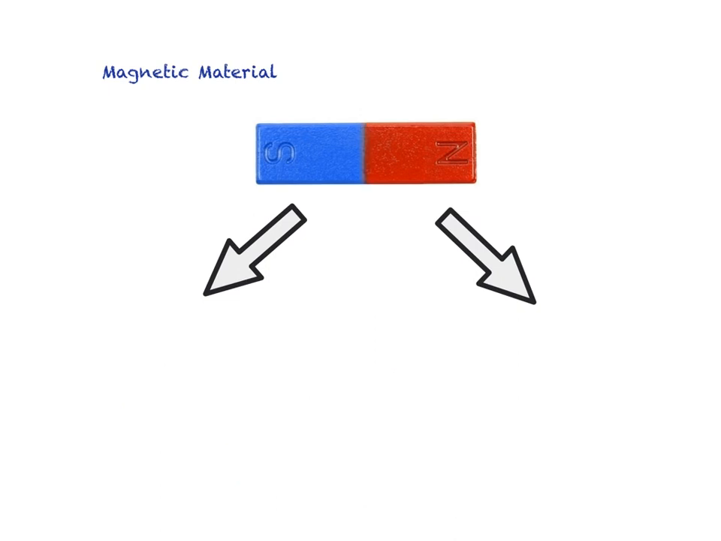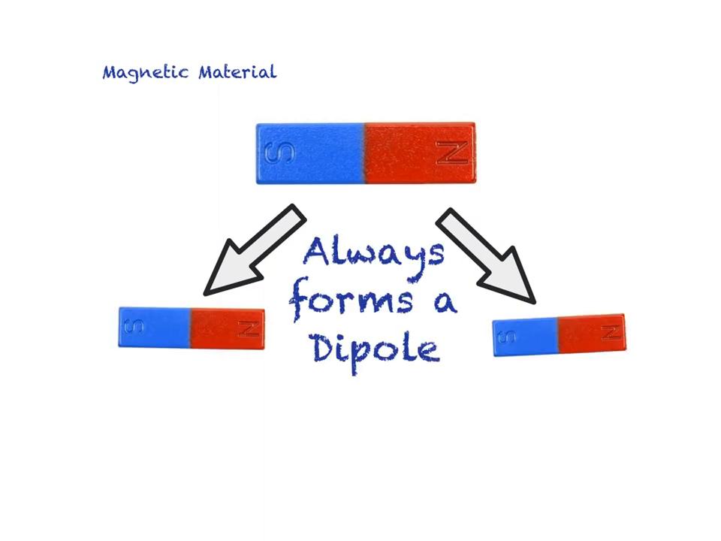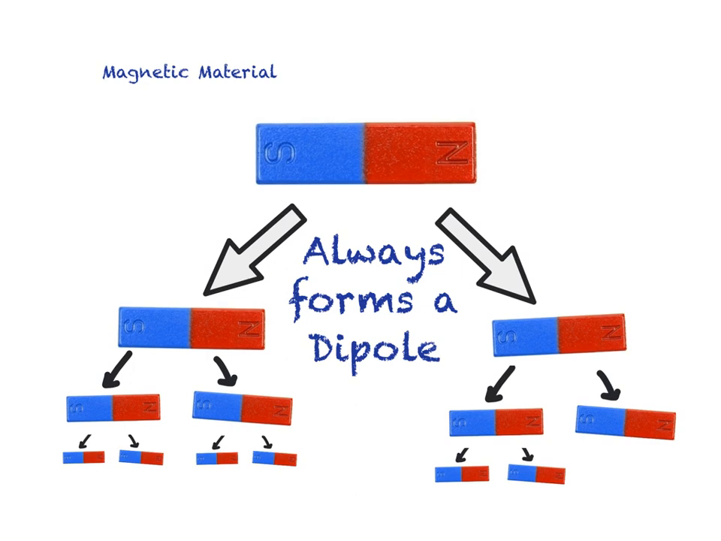It turns out that no matter how many times you cut a bar magnet in half, it will always form a dipole. In other words, one end of the new piece will always be north and the other end will always be south. This will happen all the way down to the electrons that make up this material. The kind of magnetic material falls into one of 5 categories.